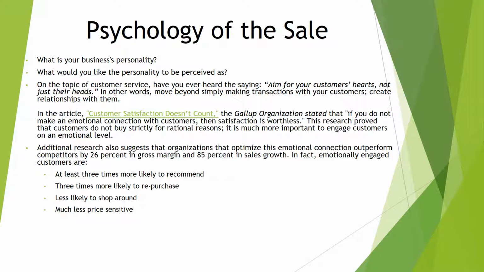Additional research also suggests that organizations that optimize and focus on this emotional connection outperform competitors 26% in gross margin and 85% in sales growth. Because in fact, emotionally engaged customers are 3 times more likely to recommend, so that's more referrals, and 3 times more likely to purchase again. I mean, come on, the best customer is one that's already purchased something. They're less likely to shop around, and they're much less price sensitive because they see the value in the relationship and what's being offered.